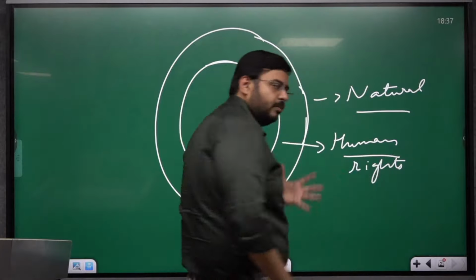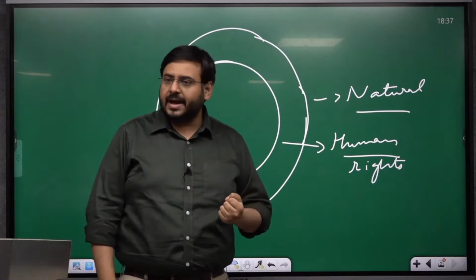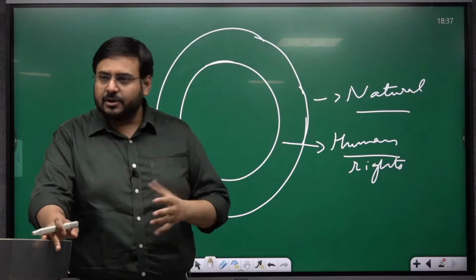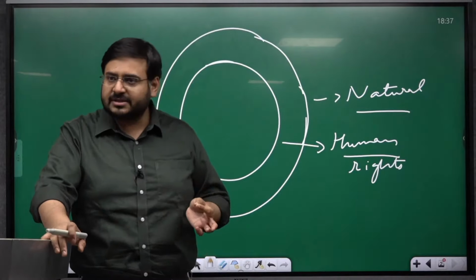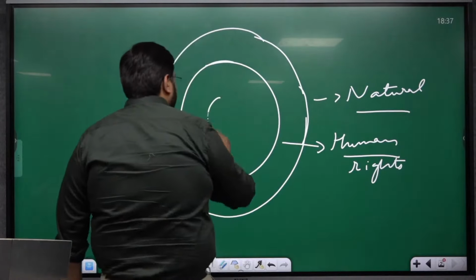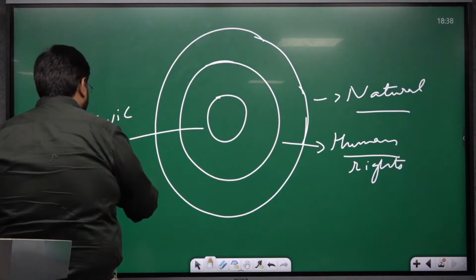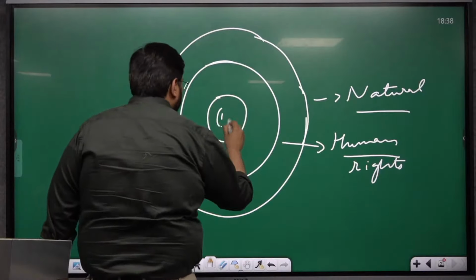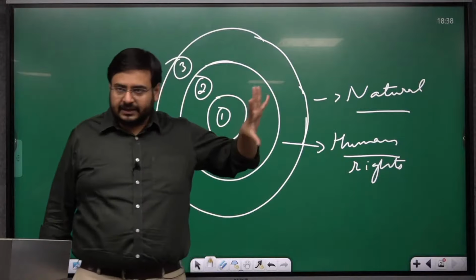Now these human rights have to be protected through a constitution, right? So citizens have rights that are called civic rights. Heard about this? Civic rights. So there are civic rights. Now let us consider this as 1, 2, 3. Where will you put fundamental rights?